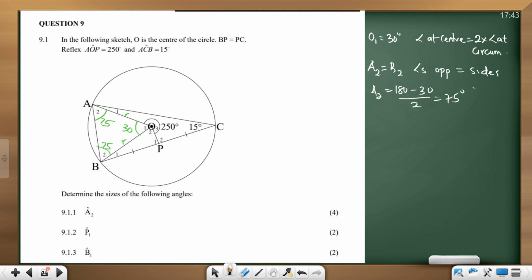Now you go for P1. P1 is just 90 on its own. It's a theorem on its own. Yes, sir.